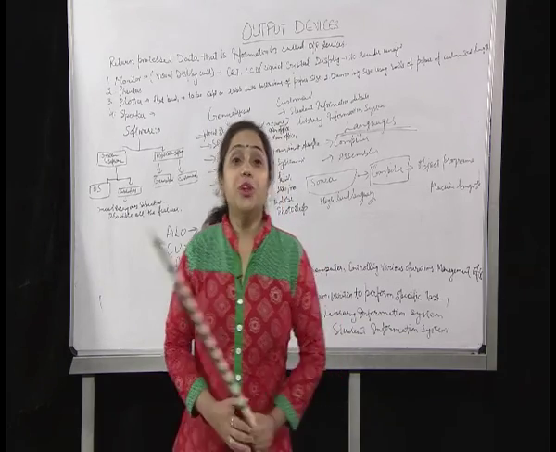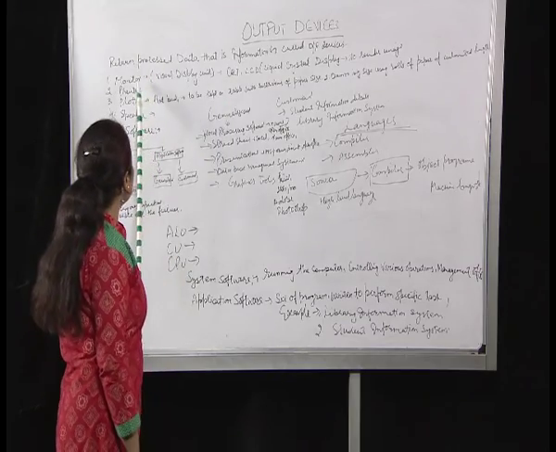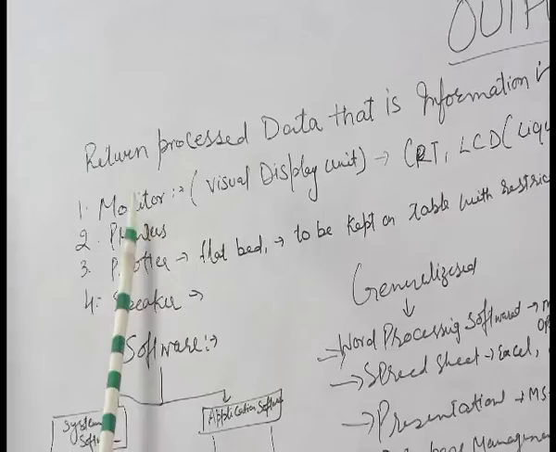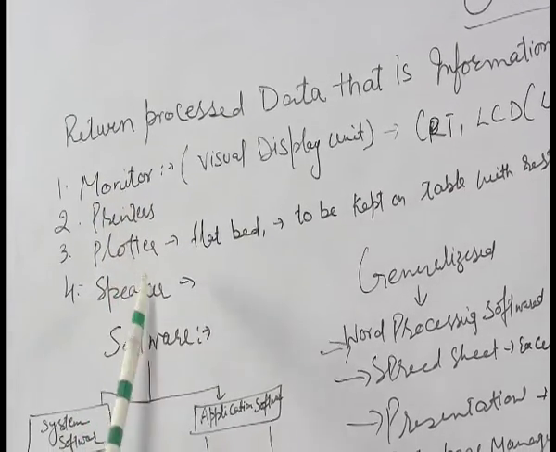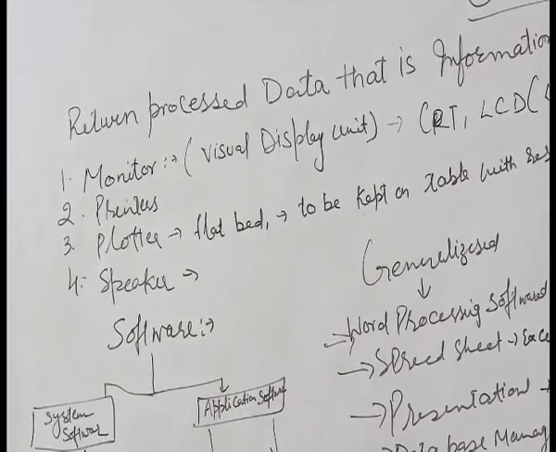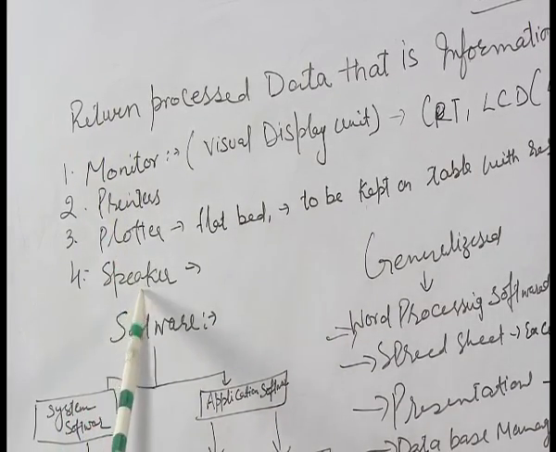The output devices we will discuss today are: first, the monitor; second, the printer; third, the plotter; and fourth, the speaker. So we have four important output devices of the computer, and I am going to discuss them one by one.